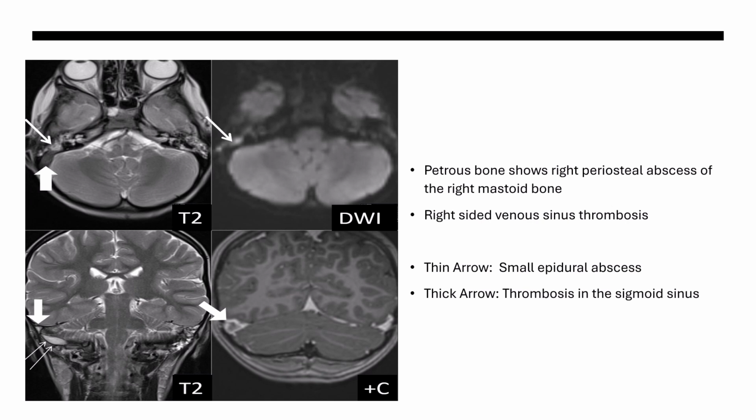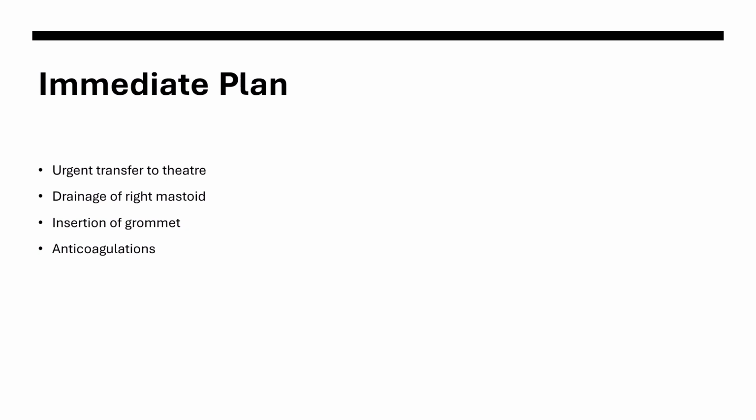Now the MRI has been done and the results are here. The petrous bone shows a right periosteal abscess of the right mastoid bone and right-sided venous sinus thrombosis. You can see the thin arrows and thick arrows. The thin arrow points to a small epidural abscess and the thick arrow points to thrombosis in the sigmoid sinus. After the MRI scan, we transferred the patient to theater urgently. Drainage of the right mastoid was done, a grommet was inserted, and anticoagulation was started.